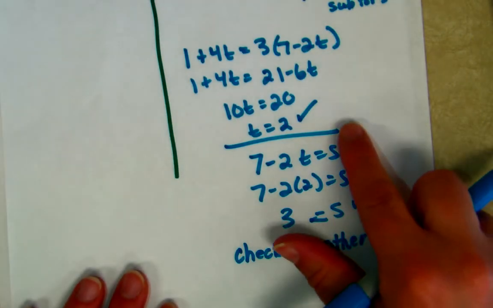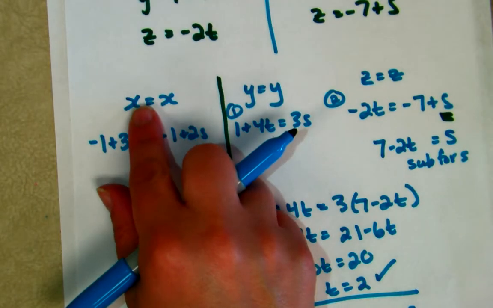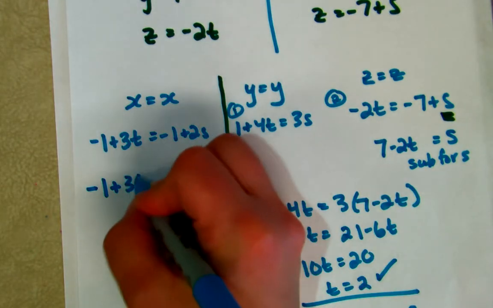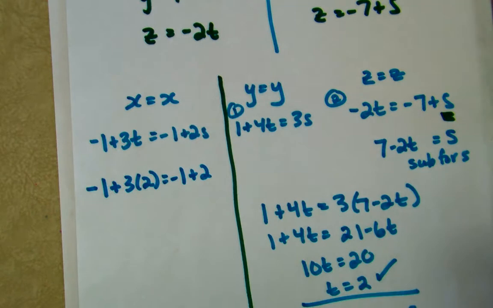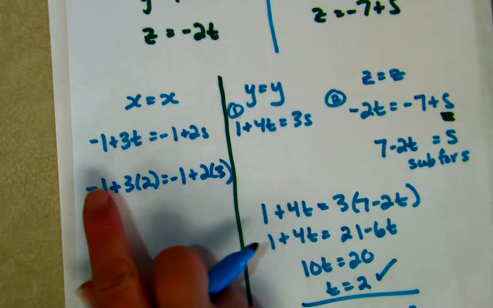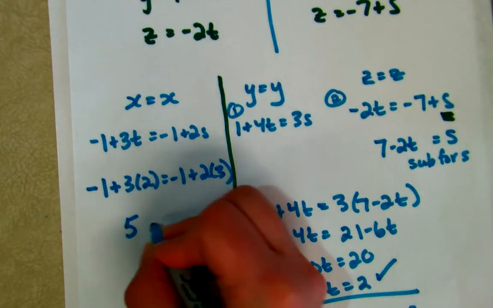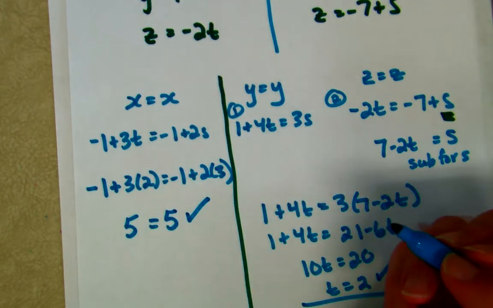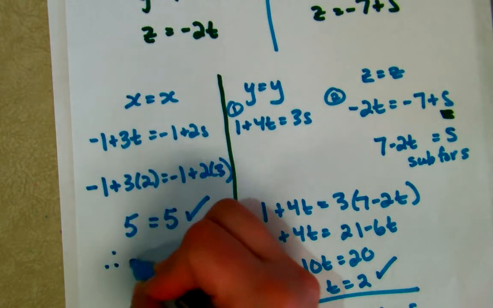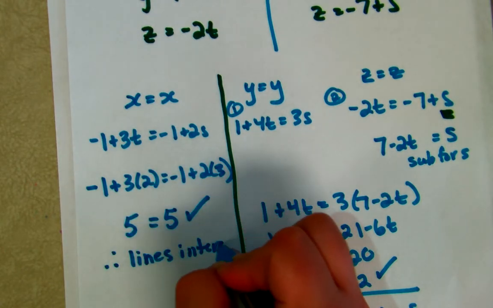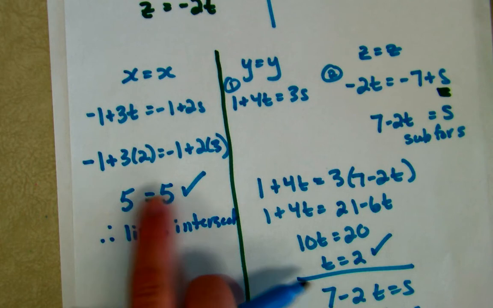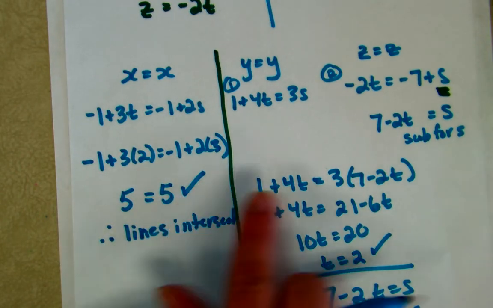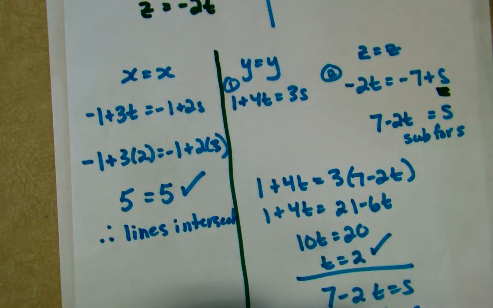So you find your two parameters, and then you go back to whatever equation you didn't use and you put them in. So t was 2, and s was 3. So negative 1 plus 3 times 2 is 5. Negative 1 plus 2 times 3 is 5. So this works. So that means the lines do intersect. If I got 5 is equal to 0, or negative 1 is equal to 10, if you get something here that doesn't work, it means that the lines are skew and they don't intersect, and you'd say therefore no solution.